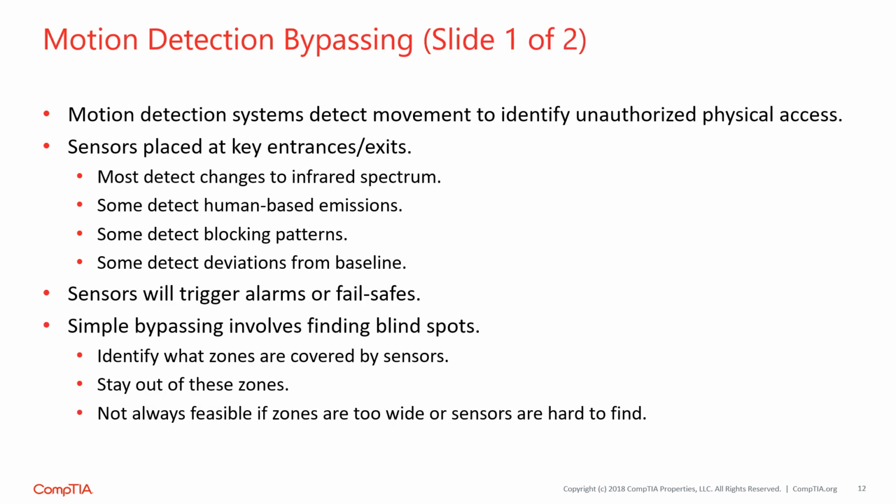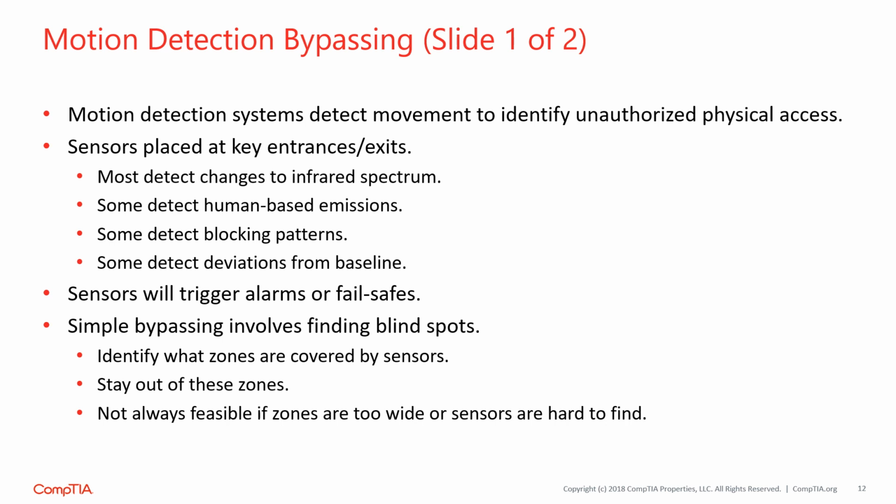Motion detection systems are used to detect movements in a particular area for the purpose of identifying unauthorized physical access. Such systems typically incorporate motion sensors, usually placed at the building's key entrances and exits, and this is used to monitor ingress and egress. Ingress means those that are going inside the building. Egress is those that are going out.